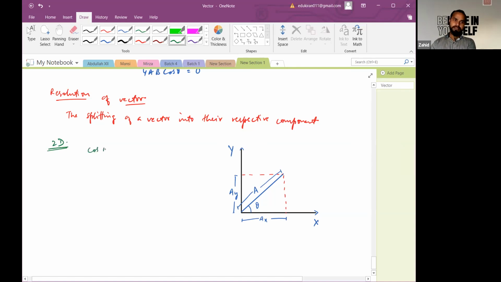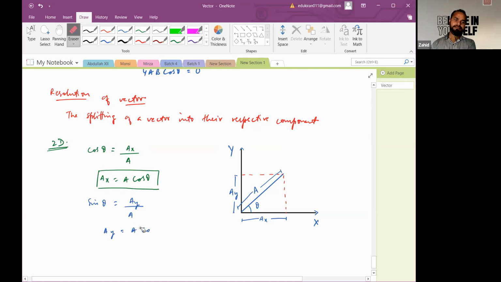So if you want to calculate cos theta for this triangle, it will be base over hypotenuse. So from this, you will get x as A times cos theta. Similarly, if you want to calculate sin theta for this, it will be perpendicular over hypotenuse. So the y component will be A times sin theta.